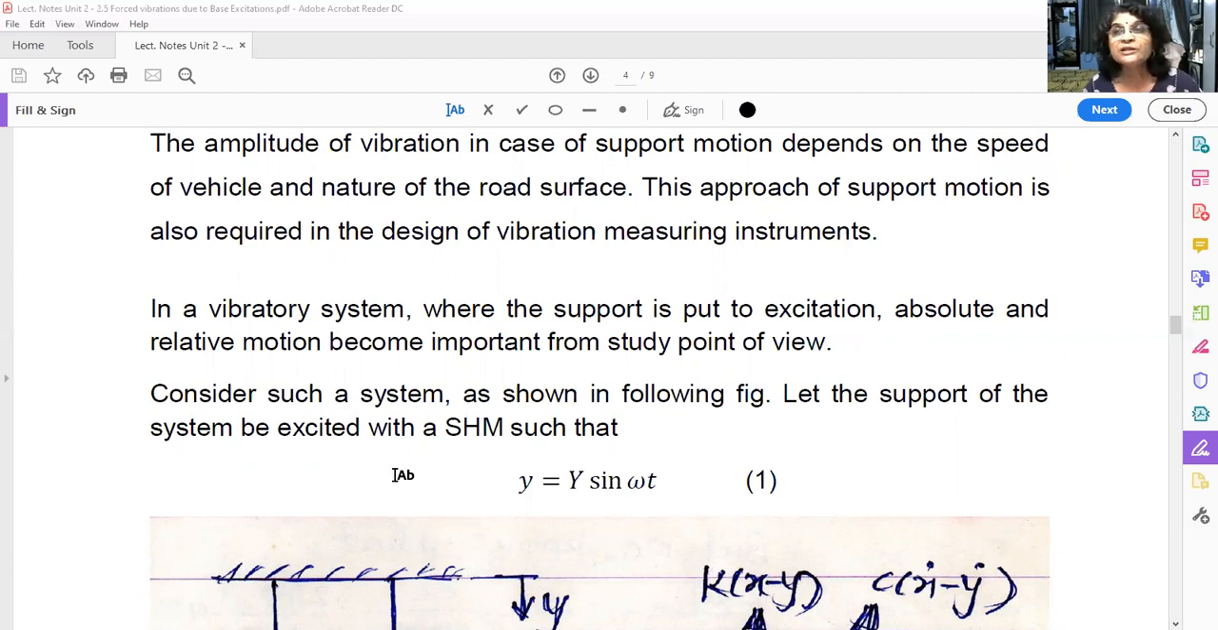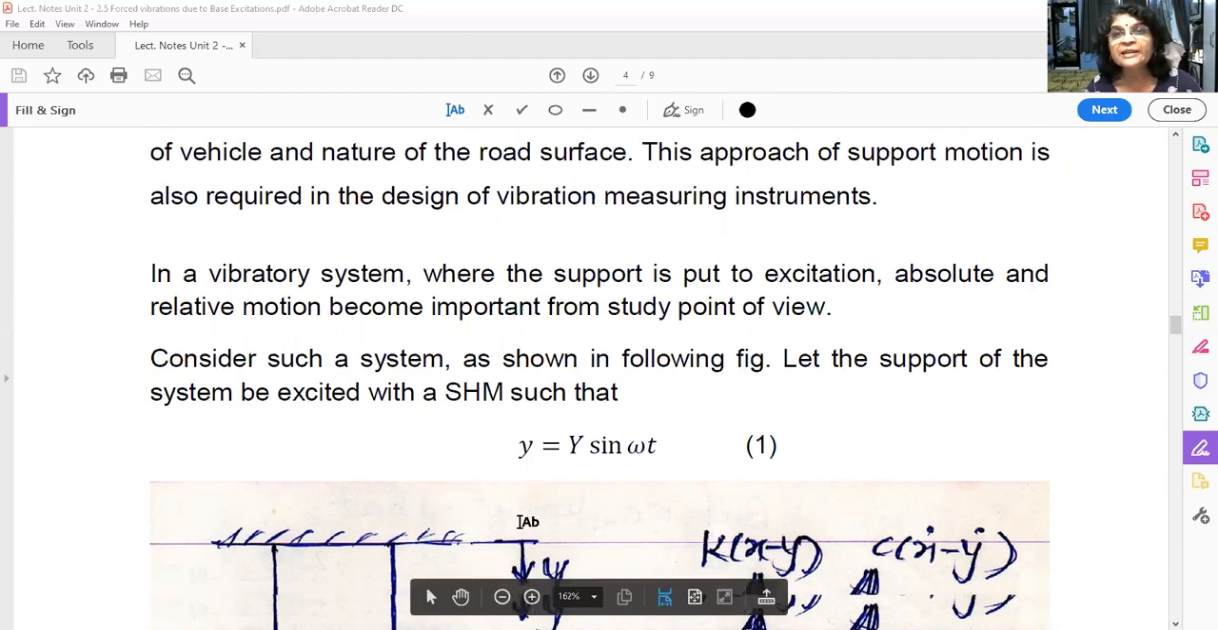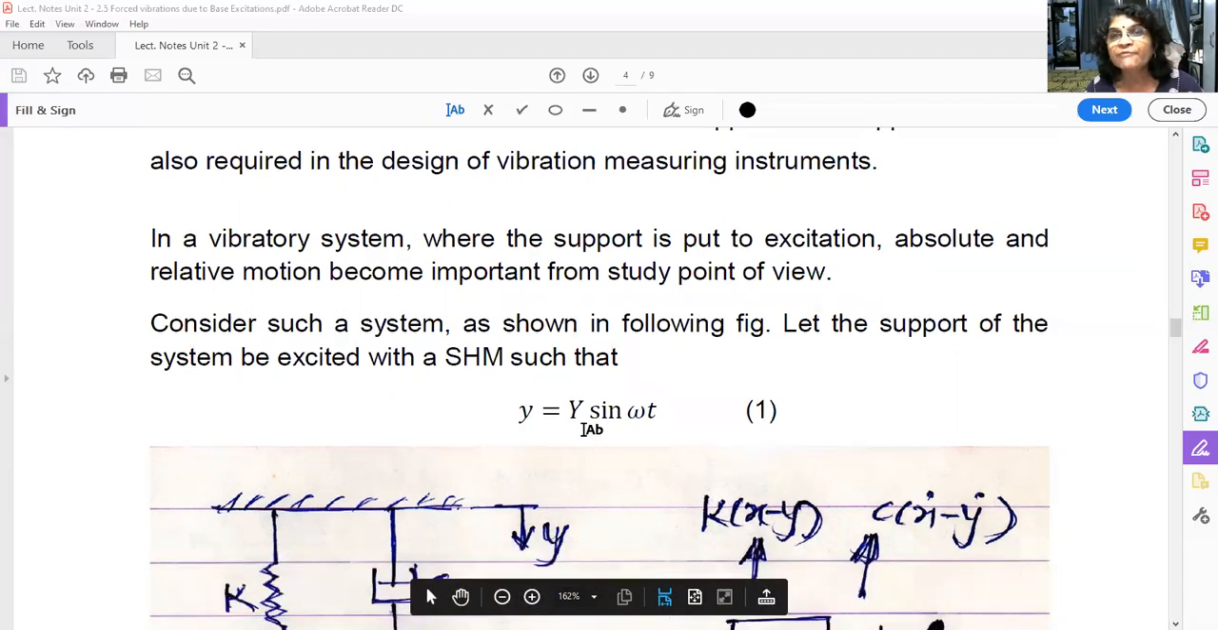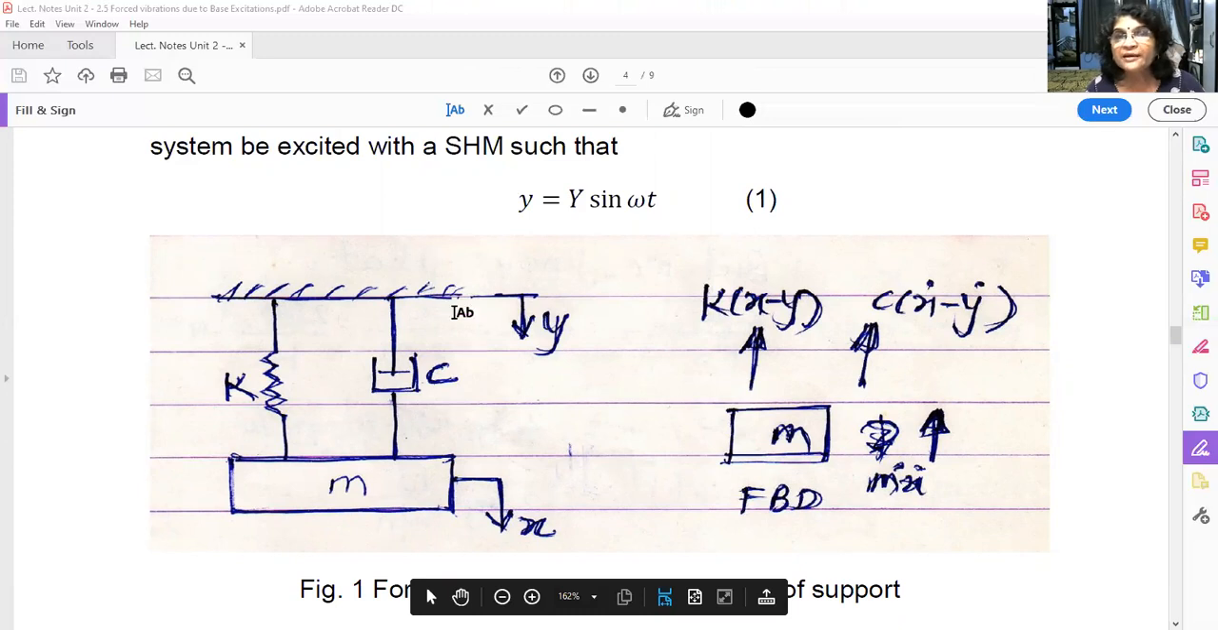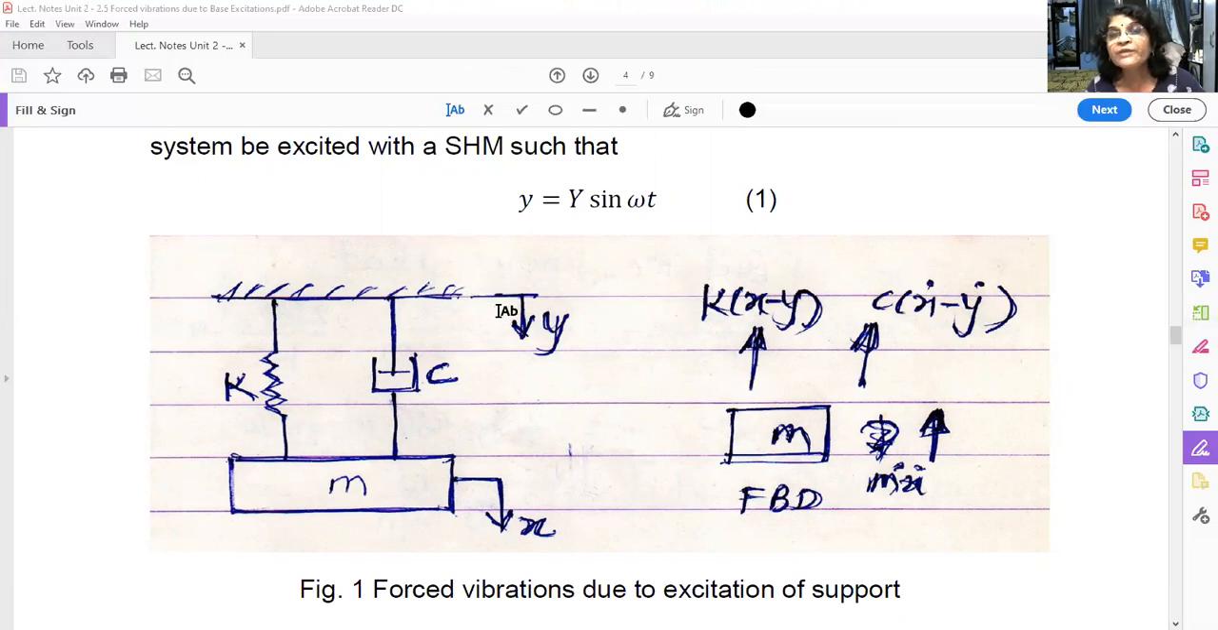What is the equation of the support, which is vibrating with SHM? That is given by small y is equal to capital Y sin omega t. See, this is the diagram. This is your spring of stiffness K. Then this is the damper having damping coefficient C. This is the mass which is vibrating. And here this support is also vibrating. That means it is also moving with the displacement small y. So small y is given by capital Y sin omega t. What is capital Y? It is the amplitude of vibration of the support.